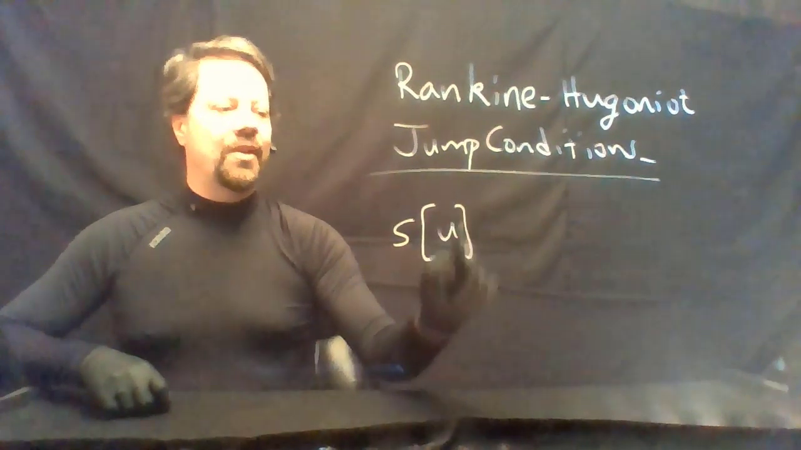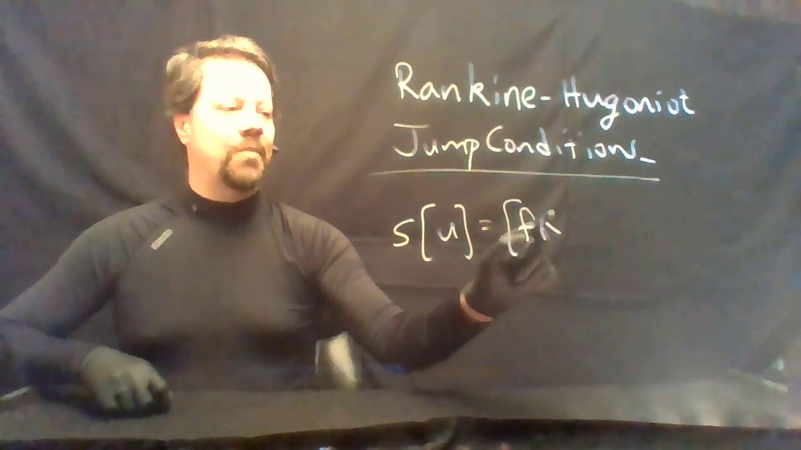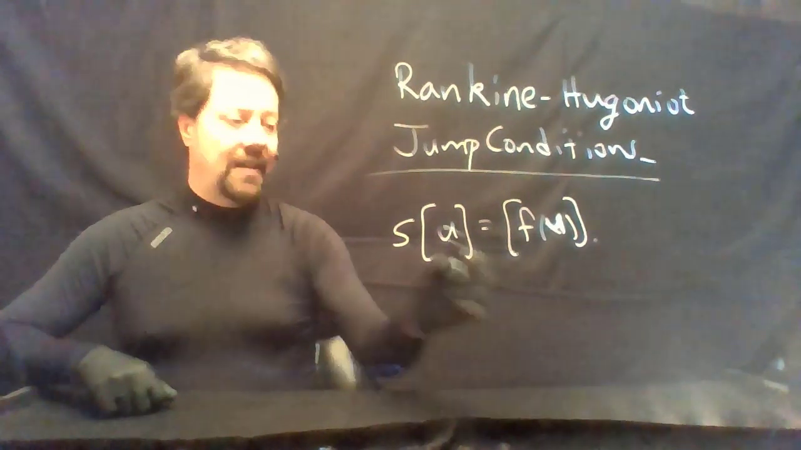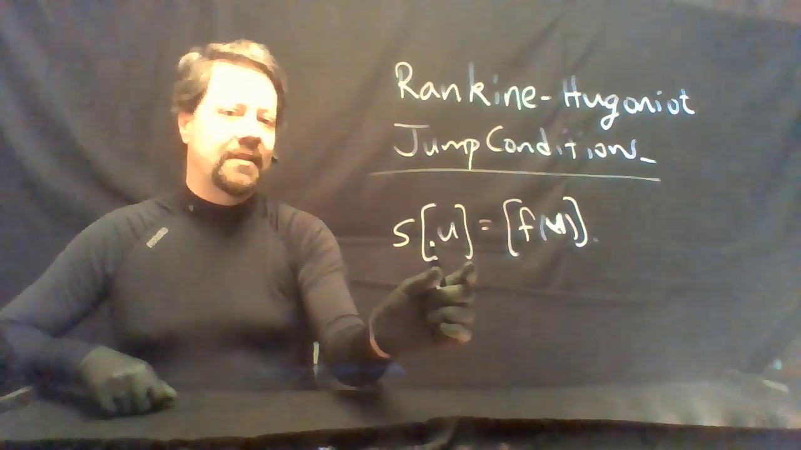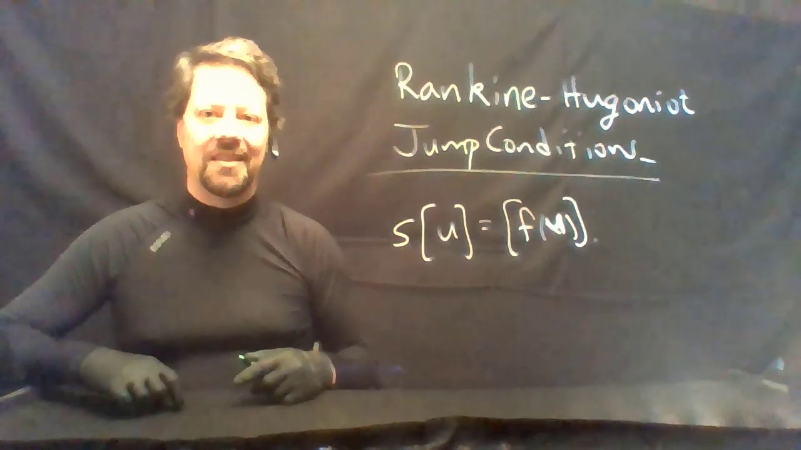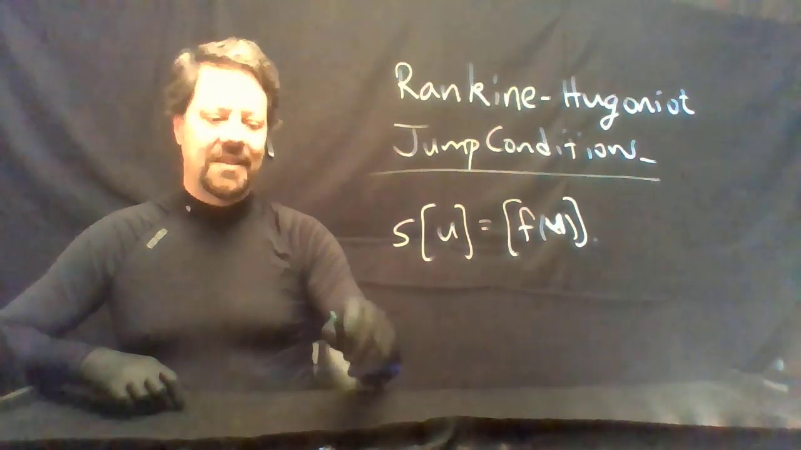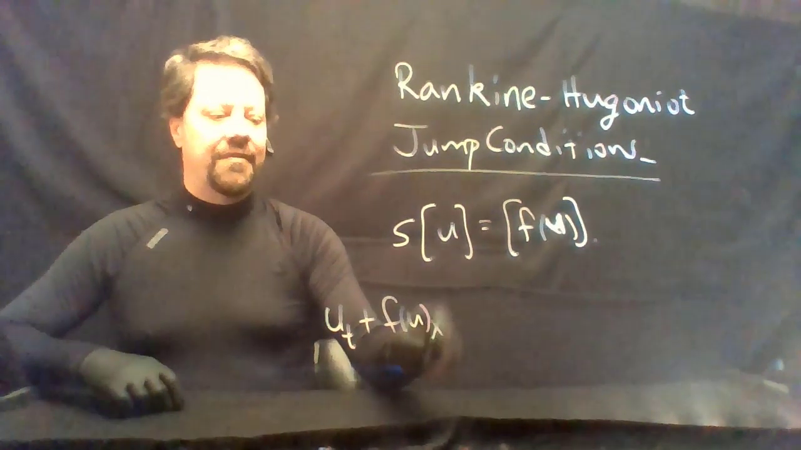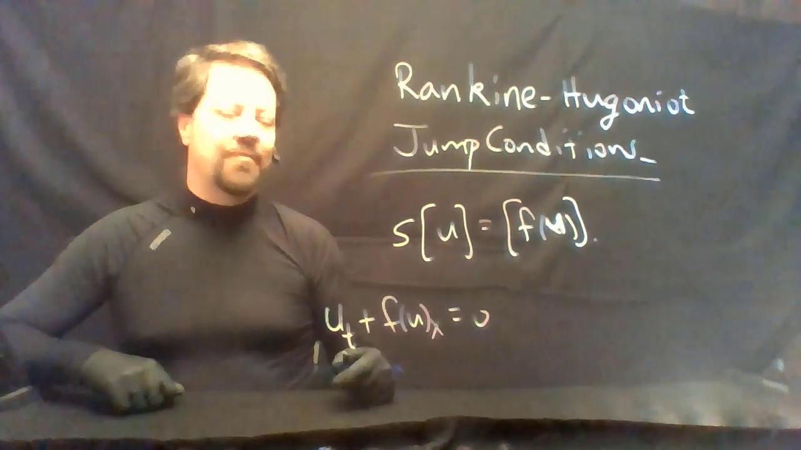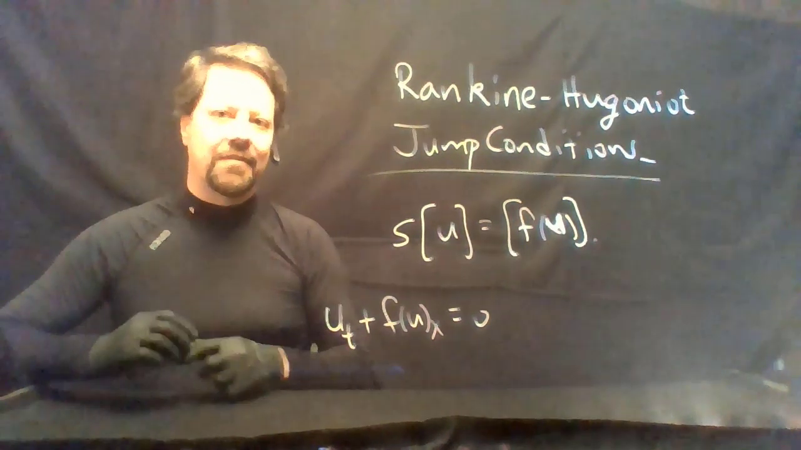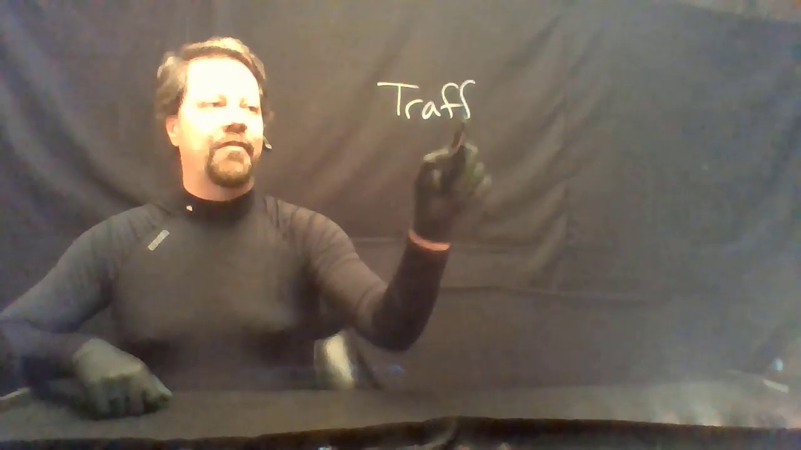The Rankine-Hugoniot jump conditions tell you something important about the solution. If you have a shock wave, a jump in the state variable must move according to this equation. U is the state variable, f of u is the fluxes, so the speed of the shock will depend upon the state variable and your fluxes. I want to consider a simple traffic flow problem.